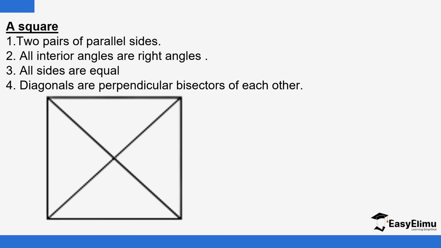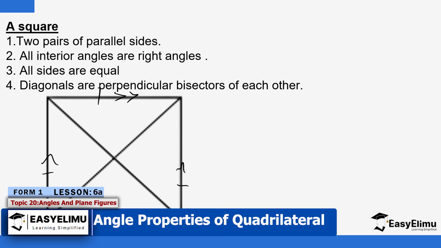We have a square. It has two pairs of parallel sides, just like the rhombus. Again, this side is parallel to this. This is parallel to this. Again, all sides are equal. Now what makes the square different from the rhombus is that here the diagonals are equal in length. And all the interior angles are right angles. That wasn't the case with the rhombus. All sides are equal, and the diagonals are perpendicular bisectors of each other, because that one they share with the rhombus.